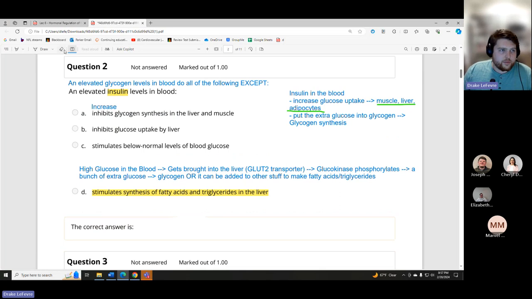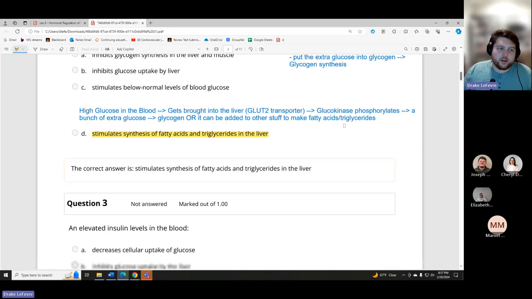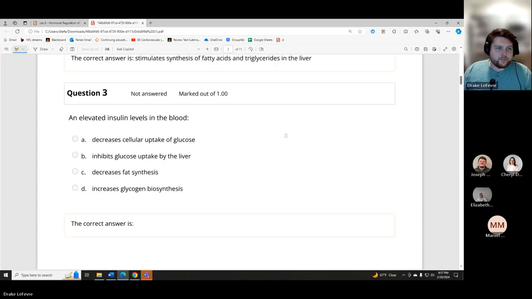Any questions on that? Feel good? All right, moving along. We have another, pretty much the same question. An elevated insulin levels in the blood decreases cellular uptake of glucose, inhibits glucose uptake by the liver, decreases fat synthesis or increases glycogen biosynthesis.